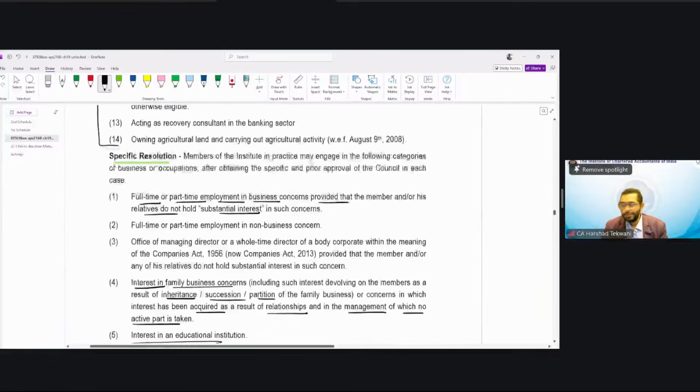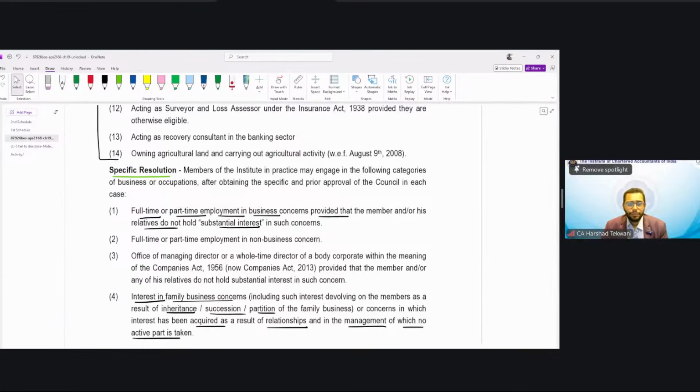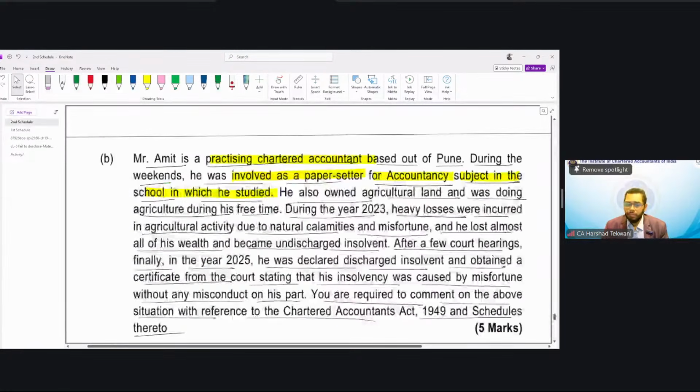Now, in the given scenario, what he's doing is he's a paper setter of the accountancy subject in the school. So, is it allowed as general or not? This is allowed generally, permission granted generally. We just saw that.